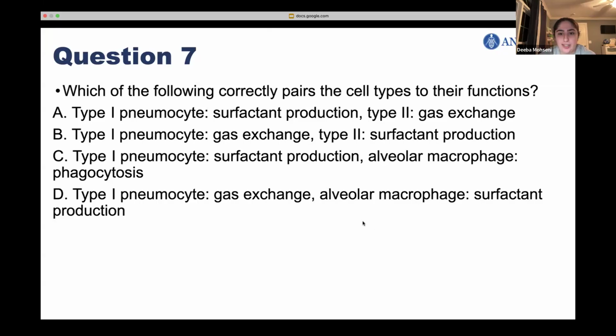Alrighty. We'll go ahead and end this. Looks like the majority of you chose B, and we'll move on. So yes, that was the correct answer. Your type 1 pneumocyte does your gas exchange, and your type 2 produces your surfactant.